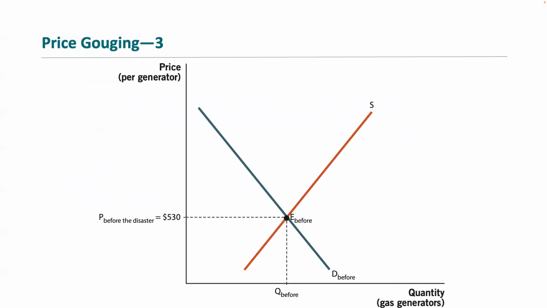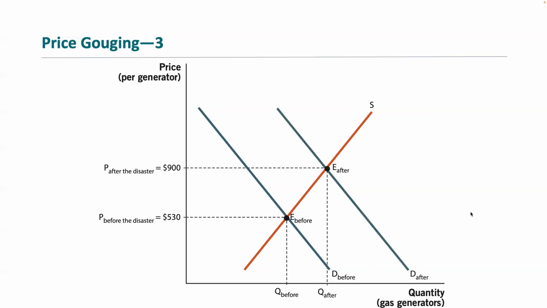Let's take a look at this graphically. So we have our price per generator on our y-axis and our quantity of generators on the x-axis, and we have our equilibrium point before this disaster. After the disaster, people are demanding a lot more generators than they were before, so the prices go up, and that's going to be what would encourage these suppliers to produce more.